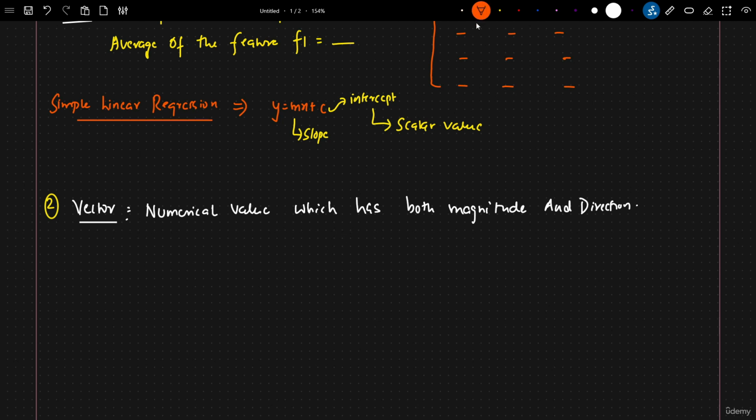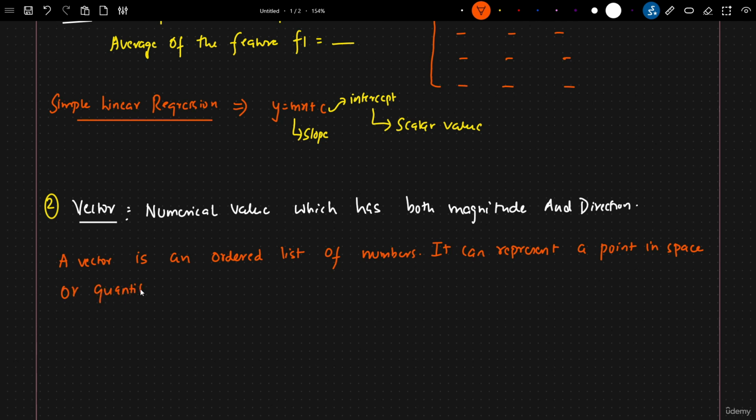But if I write a definition related to data science, here I can go ahead and write: a vector is an ordered list of numbers. It can represent a point in space or a quantity with both magnitude and direction.